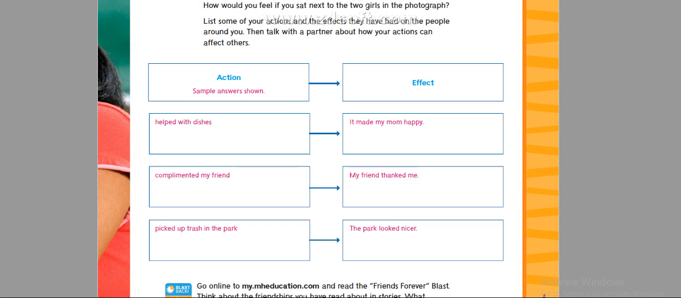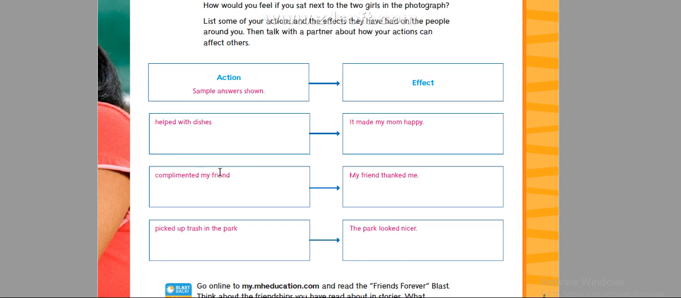For example, if you help your mom with the dishes, the effect of that is that it will make your mom happy, right? So if you help your mom with cleaning the dishes, with washing the dishes, the effect of that is that it will make your mom happy. Another example that we gave is that I complimented my friend.